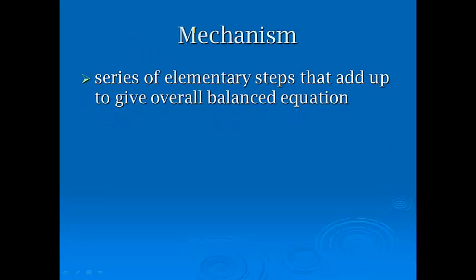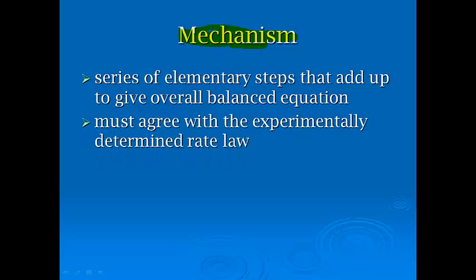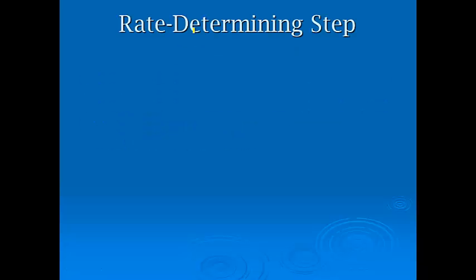Now, a mechanism is a series of elementary steps that add up to give the overall balanced reaction. So the mechanism I kind of think of as all of the required steps that have to take place without canceling everything out. And it must agree with the experimentally determined rate law. So remember, we still have to determine rate laws experimentally, typically using the method of initial rates, where you divide them and you use the log rules to get that exponent.